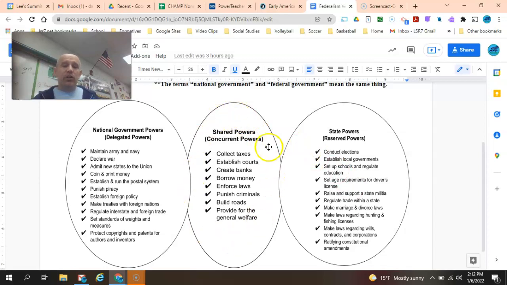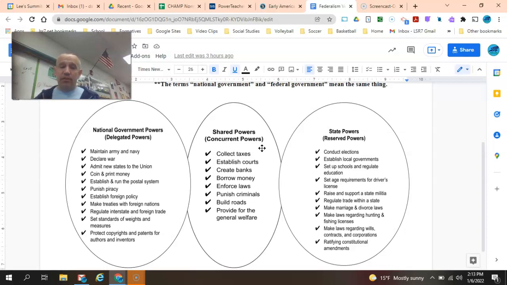And then in the middle, we have what are called shared powers or concurrent powers. Concurrent means at the same time. And so these are powers that the national government and the state governments both have a part in. So for example, collecting taxes. Every time I get paid, I pay Missouri taxes and I pay federal government taxes. Establishing courts. There are state courts and there are federal courts. There are state banks and federal banks. There are state laws and there are federal laws. And there are even local and city ordinances as well. So enforcing laws happens at the national level and the state level.